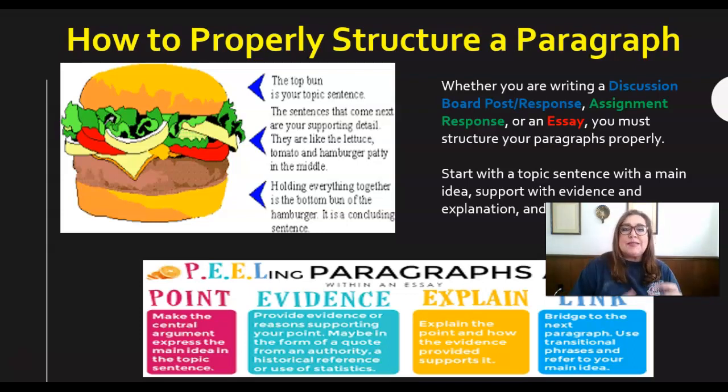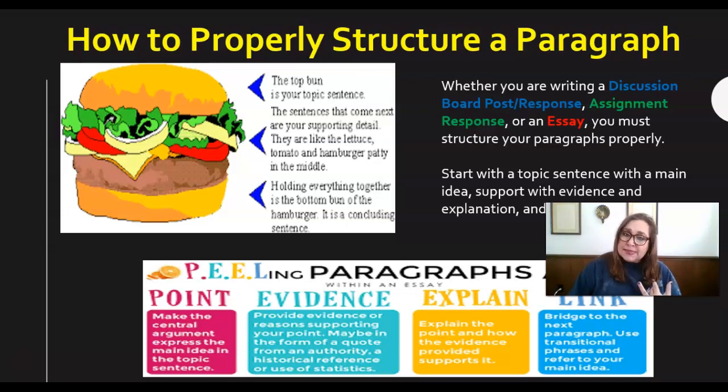We talk about purpose. Your paragraph has to have purpose. So whether you're writing a discussion board post or response, an assignment response, or an essay, you have to properly structure a paragraph. One of the things I saw in the preliminary writing, a lot of people put one sentence answers. That's not going to cut it for a college level class. You need to almost do a paragraph per response. It can be a shorter paragraph, but it needs to have the structure.